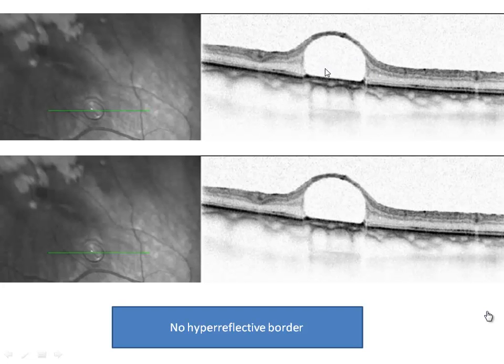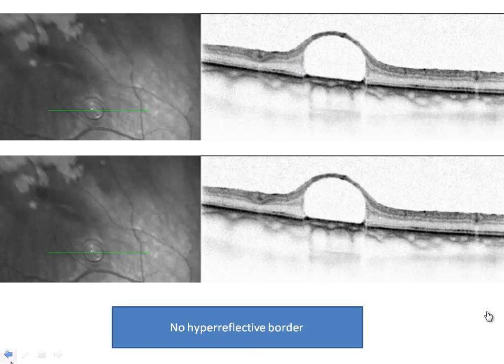It could be oil, but this is actually a gas that was injected into the eye. And you can see it's sort of round. It's hypo-reflective, but it doesn't have a hyper-reflective border. It doesn't have a border around it. So it's not like a blood vessel, if you will.